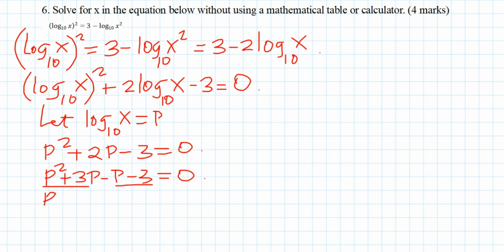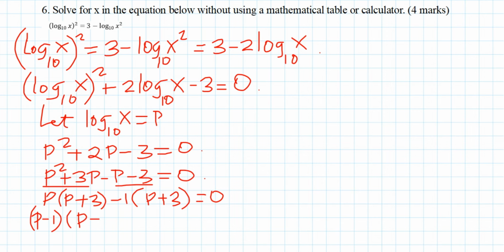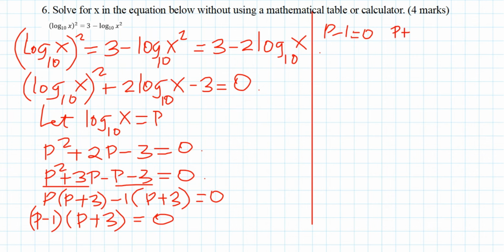We pair them, and then we'll be able to solve that quadratic equation such that now we are able to obtain the values of p. So we obtain the values of p now here to be p is equal to 1 and p is equal to negative 3. But now we need to remember that we had made the value of p to be the log to base 10 of x.